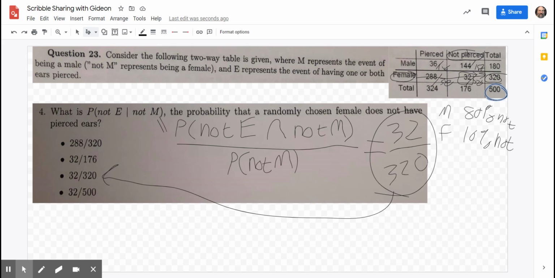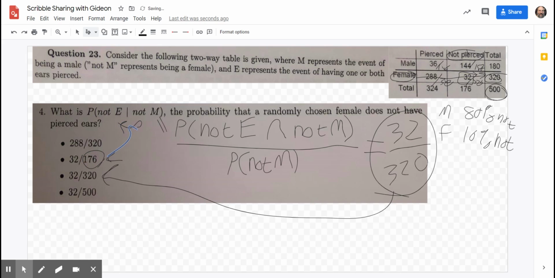All right, what about the 32 over 176? That looks like it would be female given, wait, that would be given not pierced. The bottom of the fraction is always the given. Given not pierced, what's the chance of a female? That's the E and the M reversed over here that would give us that answer.